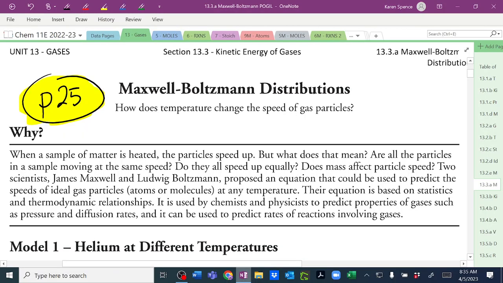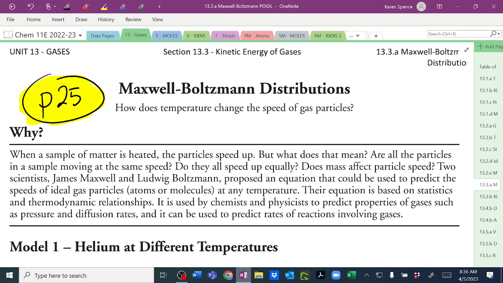All right, so we are on page 25, looking at Maxwell-Boltzmann distributions. All right, so how does temperature change the speed of gas particles? That's our main question. And I'm just going to read this first little bit here.